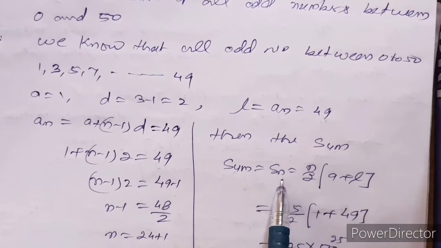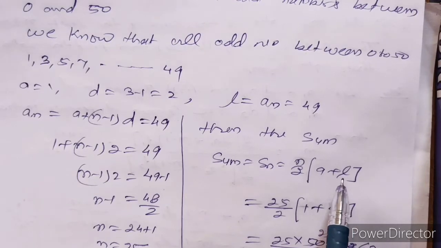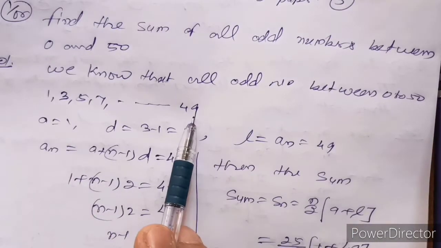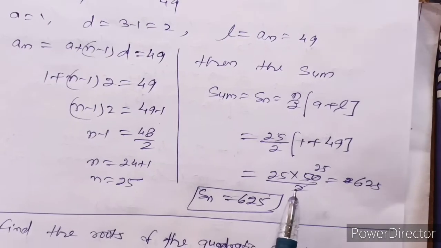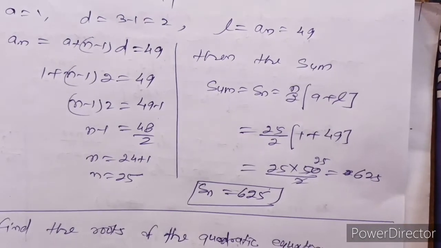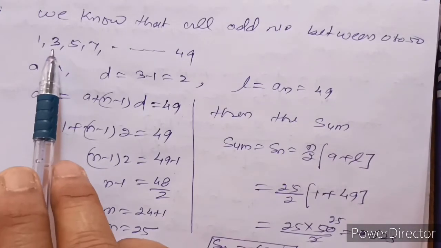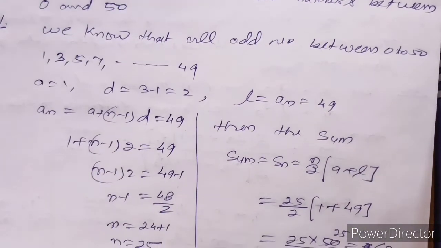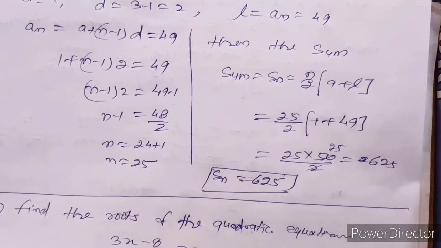So sum of n terms equals to n by 2 in bracket a plus l. a is equals to 1 and l equals to 49. So 1 plus 49 is equals to 50, and by 2 is equals to 25 into 25 is equals to 625. In this way we get the summation of all odd numbers between 0 to 50 is equals to 625, is your complete answer.